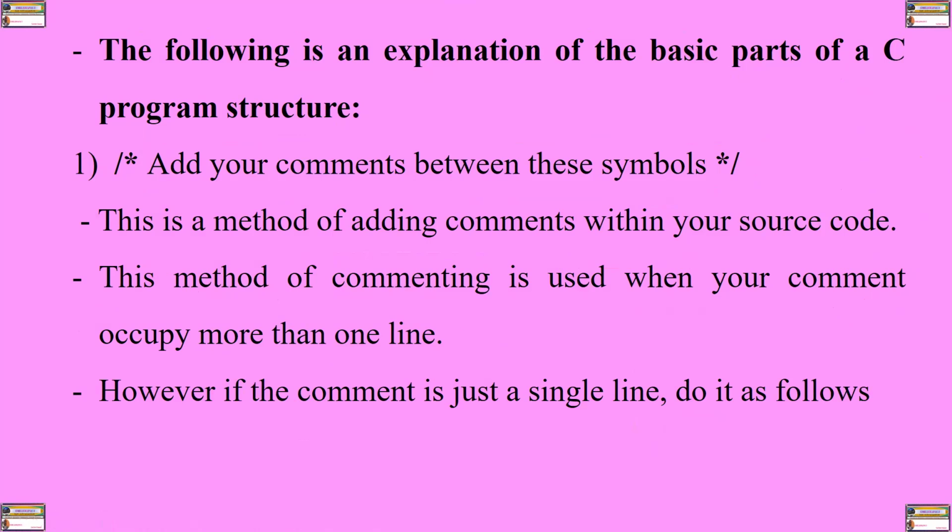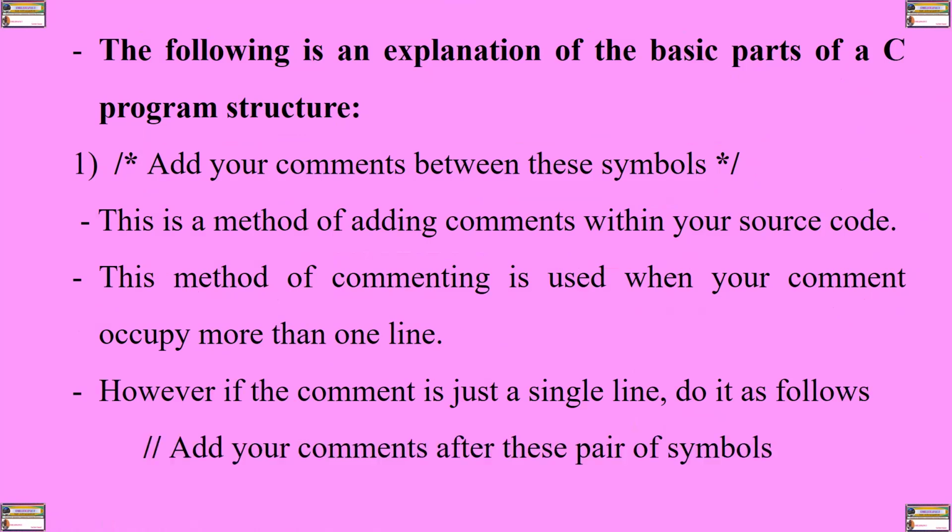if you want to add a comment that only occupies a single line, you use a different symbol. Which symbol do you use? We use this symbol here. This symbol is used when you want to add comments within your source code that occupy only a single line. Note, you can add comments in your program using this pair of symbols, especially if your comment spans more than one line, even though you can also use it for a single line as I've done, or you can use this symbol if your comment will only occupy a specific single line.